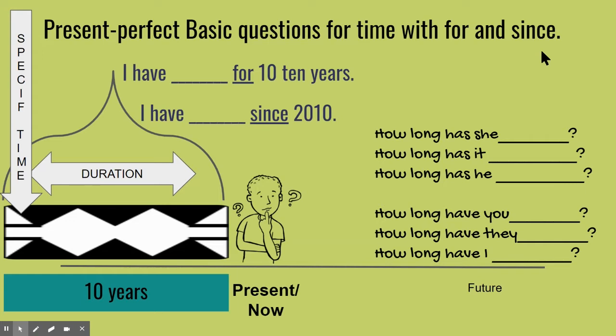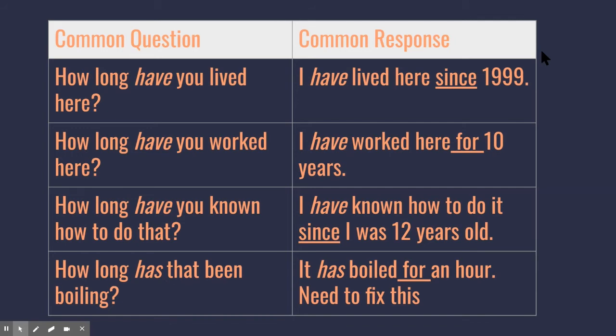We often use this setup for responses to questions about how long you have done something. So, how long has she been a student? Well, she has been a student for 10 years. How long has it been since you brushed your hair? I have not brushed my hair since 2010, right? So that's there.